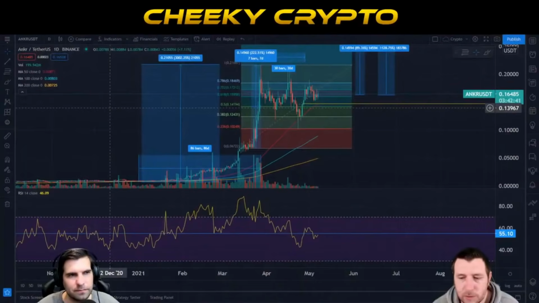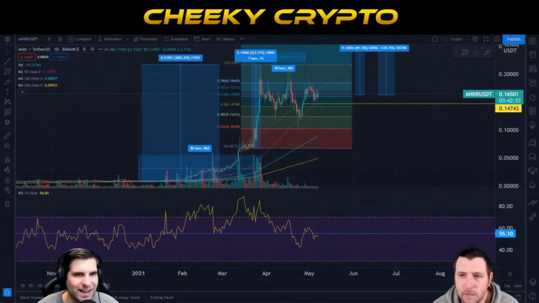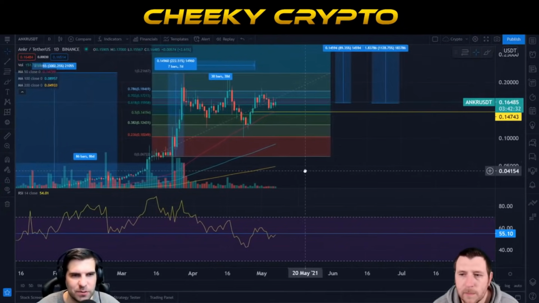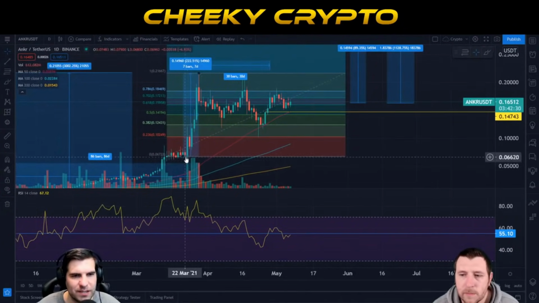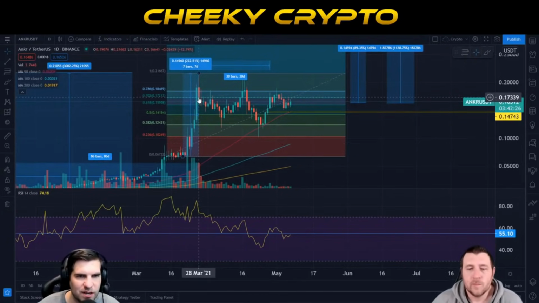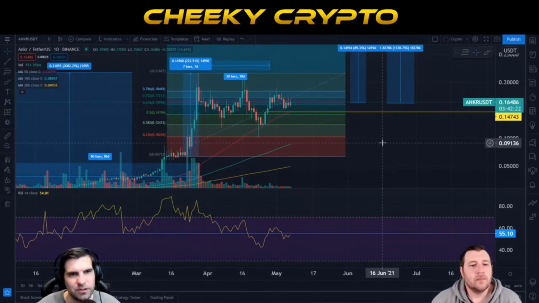So this is ANKR to the USDT daily chart, and Binance is the data source. Here we can see that we have a Fibonacci retracement tool on here, and it runs from a low level over here on the 21st of March through to the high that was achieved on the 28th of March. It was a 7-day run that saw 222% in very nice gains.